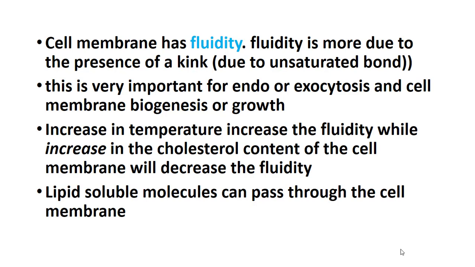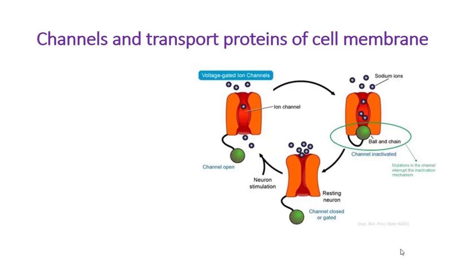While increasing the cholesterol content of the cell membrane, it will decrease the fluidity. That means when the cholesterol is present between the fatty acids, or you can say between the legs of the balloon (the balloon is the top of the molecule and the legs are below it), it is going to grip those legs, and the fluidity is going to decrease. An increase in temperature is going to increase the fluidity of the cell membrane. Then lipid molecules can pass through the cell membrane easily. Lipid soluble molecules can pass through the cell membrane.